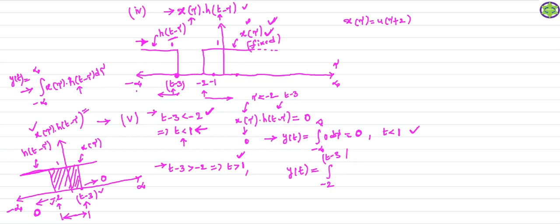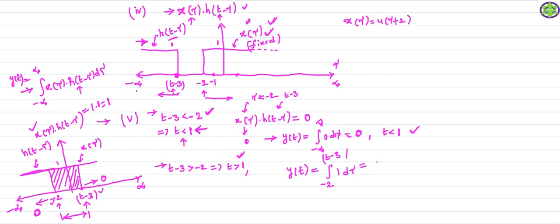So during the interval minus 2 to t minus 3, what is the product of x of tau and h of t minus tau? Your x of tau is 1 and h of t minus tau is also 1, because both the magnitudes are equal during the interval. So the product is equal to 1. We need to integrate with respect to d tau.